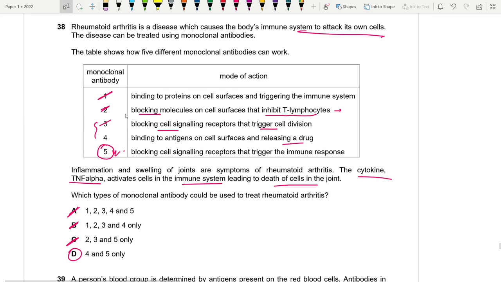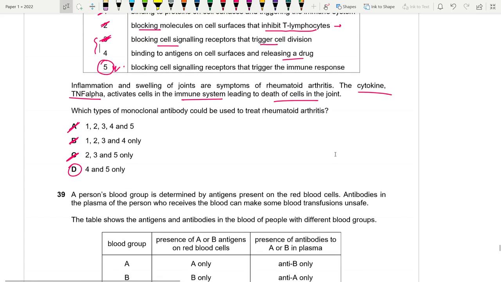Blocking cell signaling receptors that trigger cell division. Basically, guys, cell division is mainly done by T lymphocytes and B lymphocytes, which actually result in antibody production. But you know, inflammation can also be caused by other cells, like natural killer cells and macrophages. So we don't need cell division for inflammation. There are other mechanisms. So just because you blocked a pathway that triggers cell division doesn't mean the immune response can be prevented. Okay, so three is a very vague way. So it's four and five. They're the best ways. Okay.